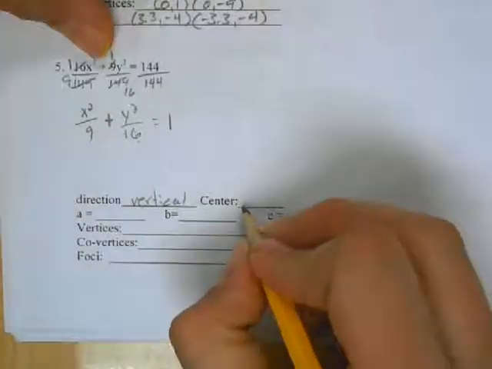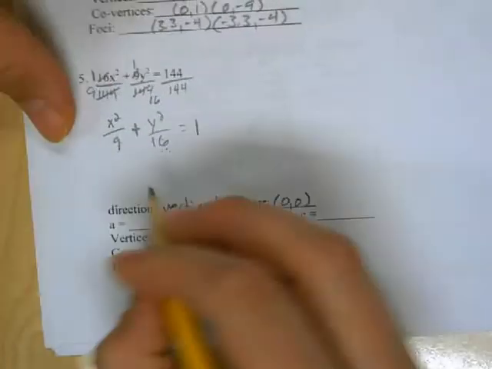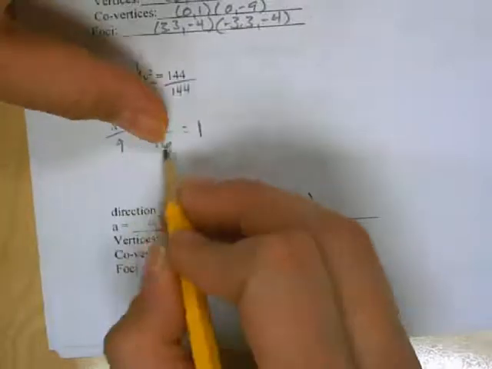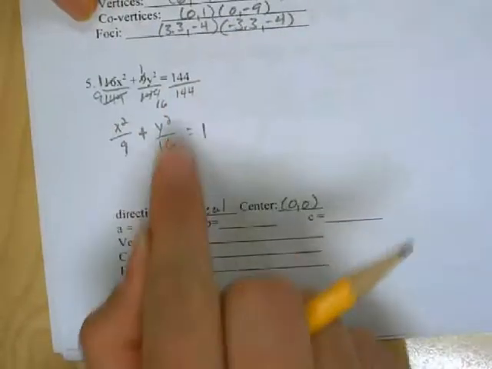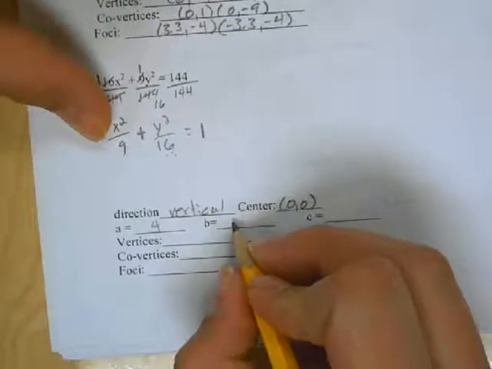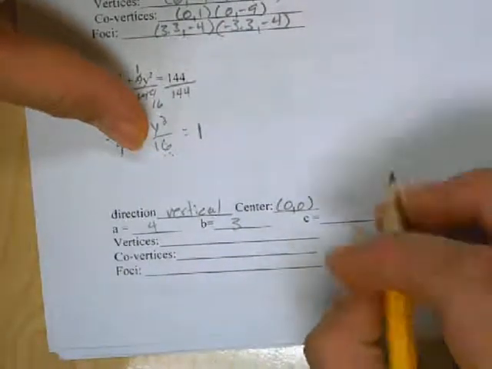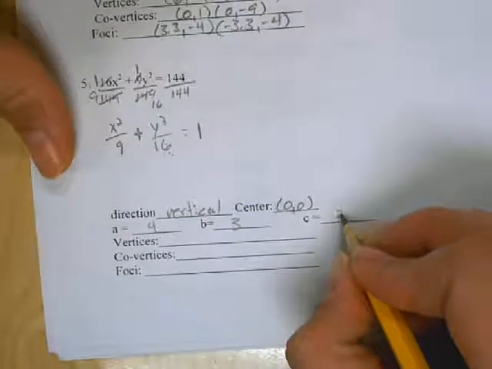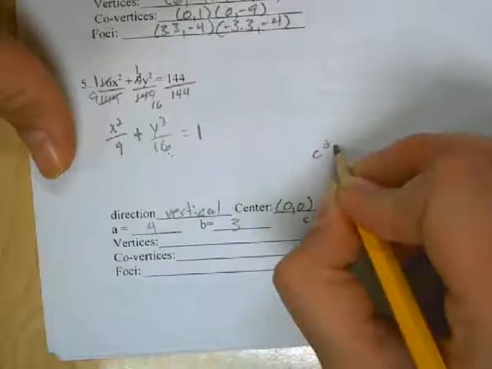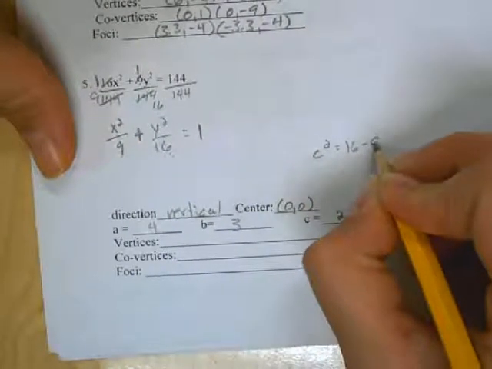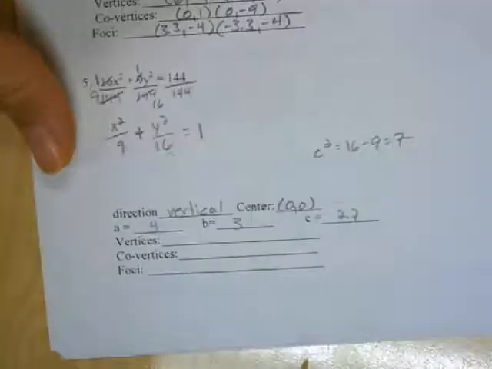Center is at 0, 0. A value is going to be 4, the square root of 16. Make sure you're going with the biggest. B is the square root of 9, which is 3. C is going to be the square root of 7, which is 2.6, because c squared is equal to 16 minus 9, which is 7. So the square root of 7 is 2.6.